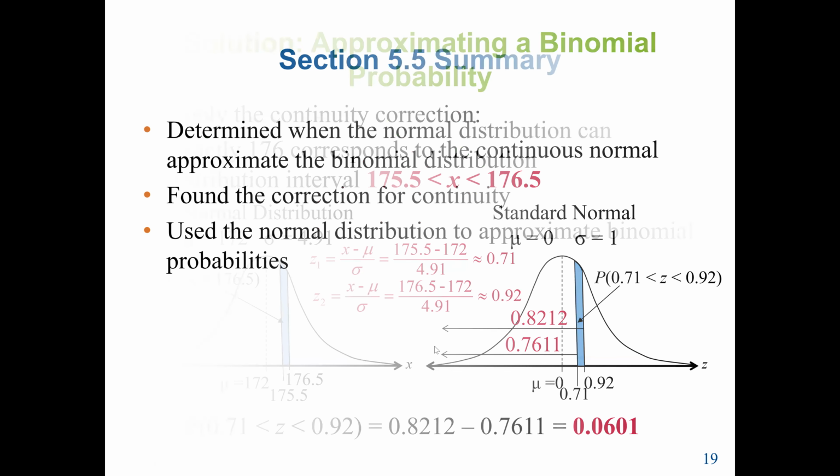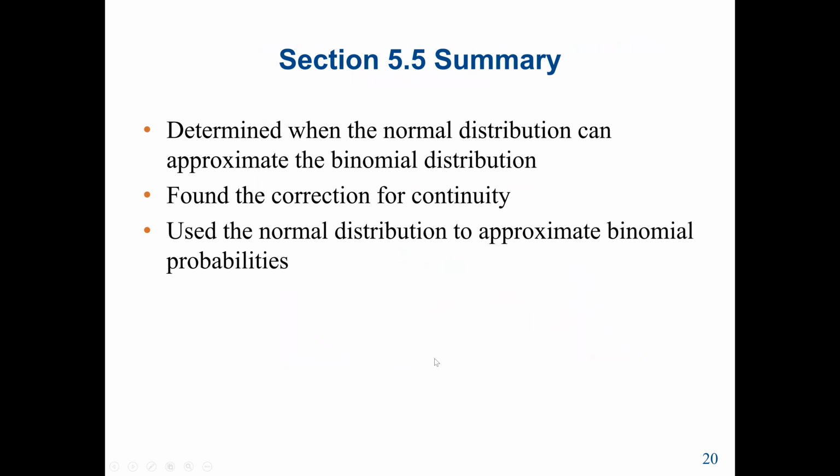So that will be the conclusion for this lecture. In this lecture, again, we learned how to determine when the normal distribution can approximate the binomial distribution. In this case, we use the condition that NP and NQ are greater than or equal to 5. Then we also learned how to find the correction for continuity, and we use the normal distribution to approximate the binomial probabilities.